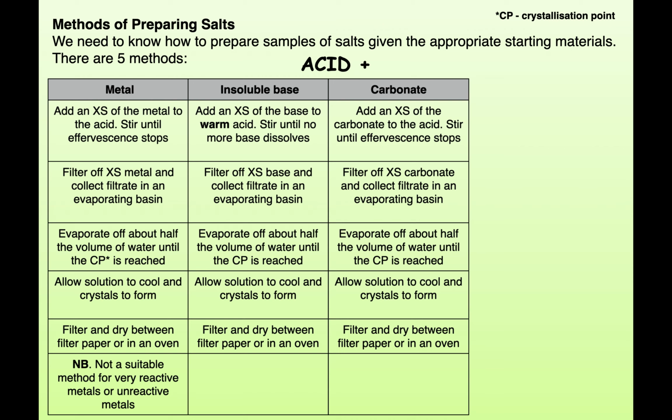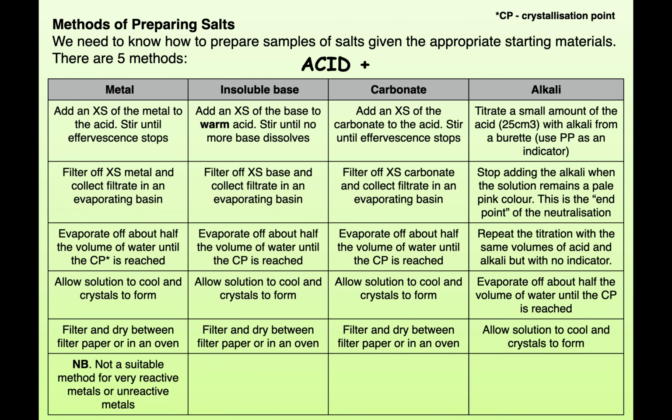Acid plus carbonate. Carbonates tend to react with acids at room temperature, so we add the excess of the carbonate to the acid and we stir until the effervescence stops. Again, you'll be able to see the carbonate floating around in the mixture. We filter, collect the filtrate, and then the same procedure as before. Remember, we're adding excess carbonate because we want to use up the acid.